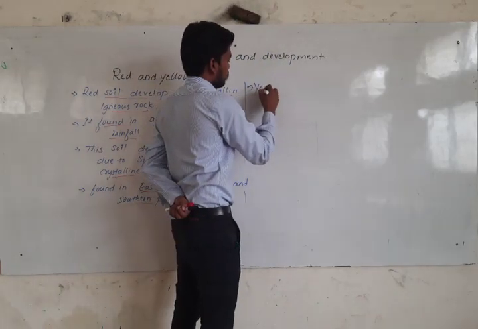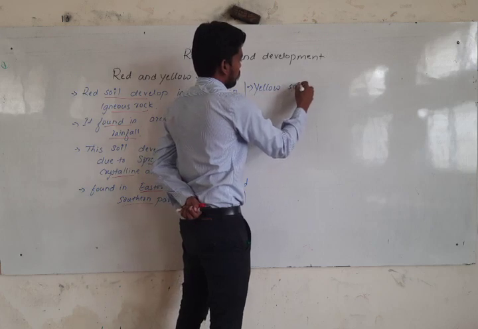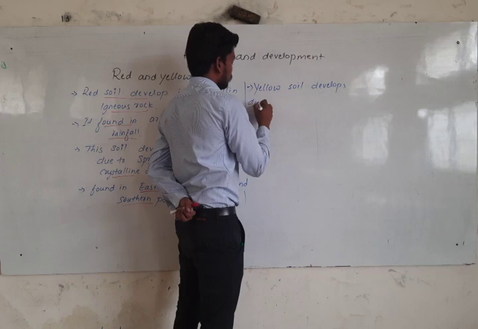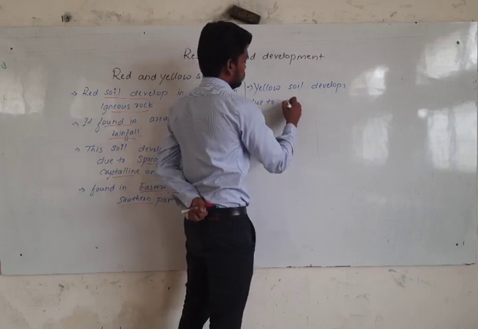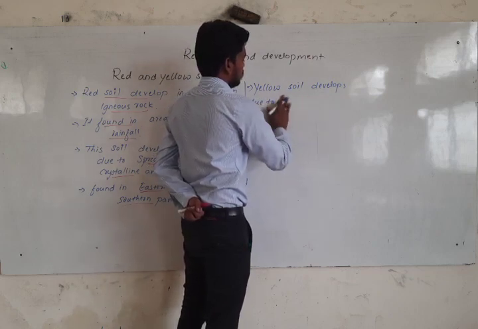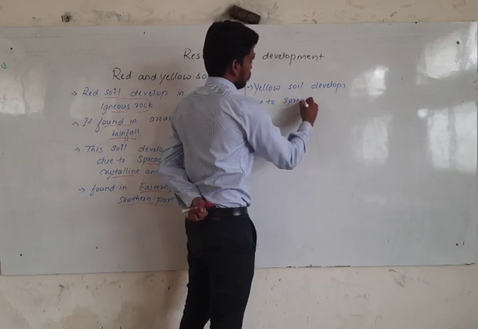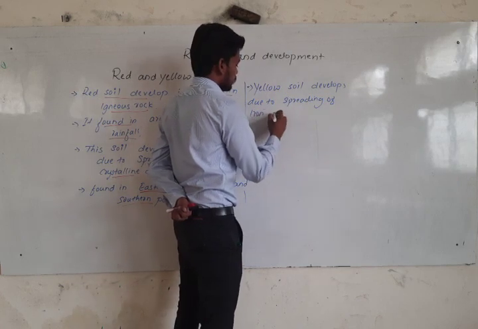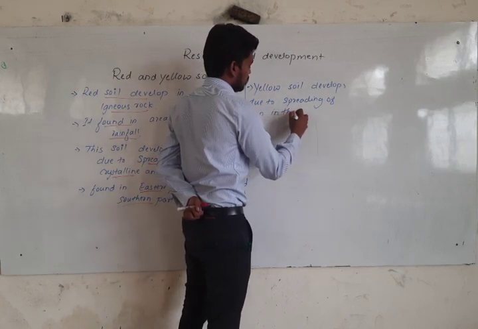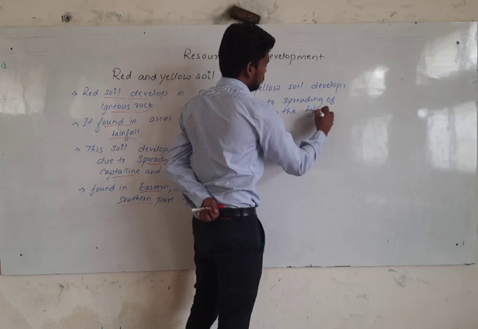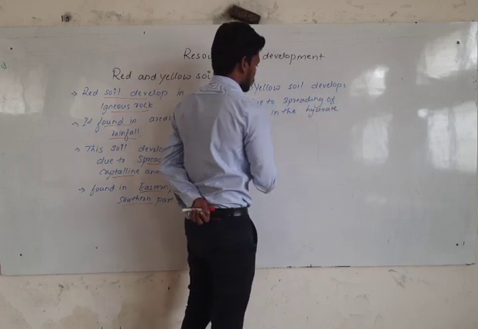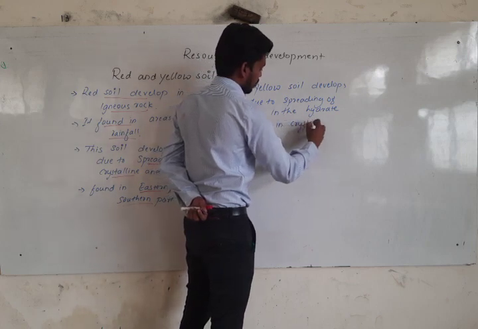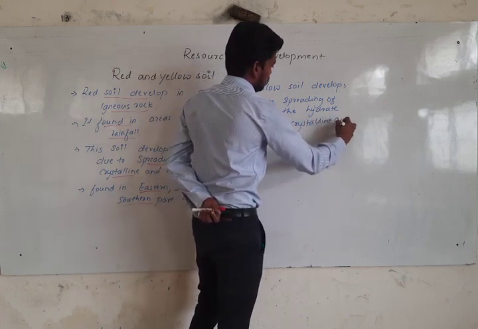So yellow soil develops due to spreading of iron oxide in the hydrated form in crystalline and metamorphic rock.